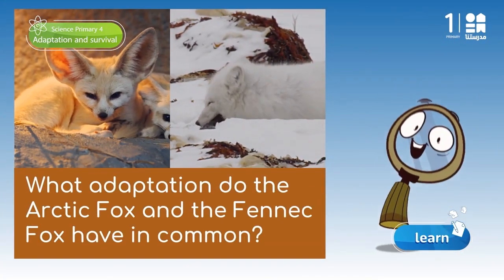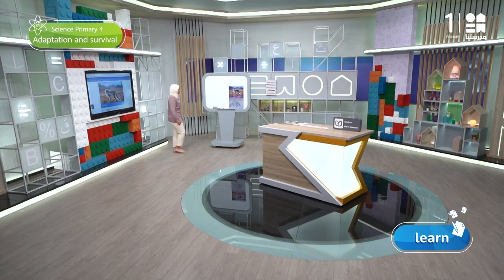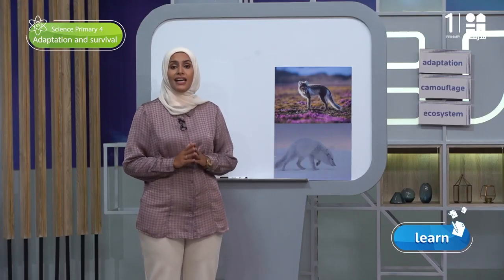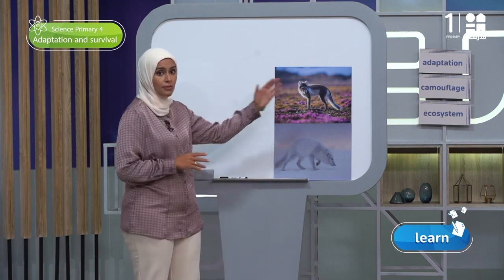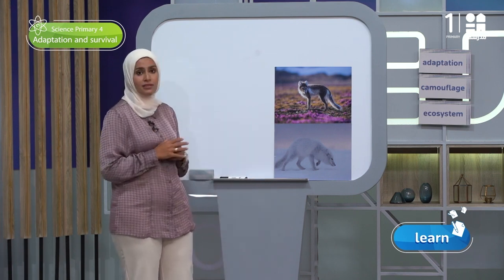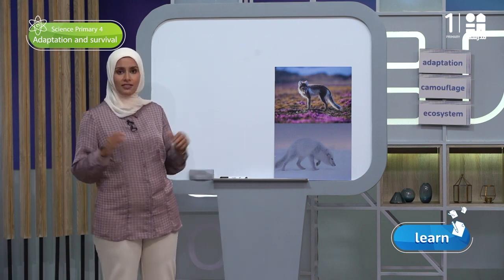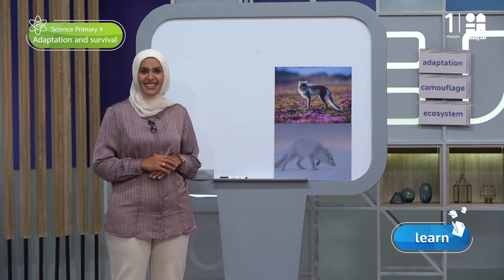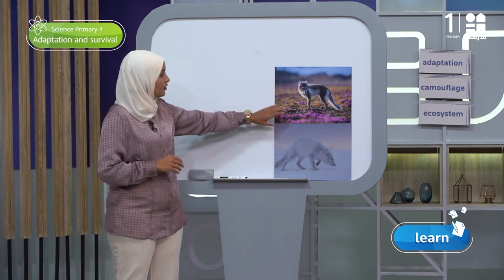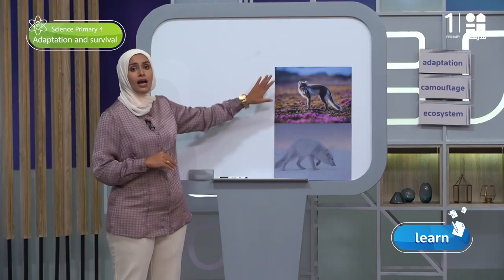What adaptation do the Arctic fox and the fennec fox have in common? After watching the video, can you analyze the difference between these two images? I'll help you with a clue. Although the two images look very different and one may think they are two different animals, reality is both images are for the Arctic fox. What? Yes, same animal. The color of the fox fur changes. In winter, the fur is white, while during the spring, it changes to the brown color.